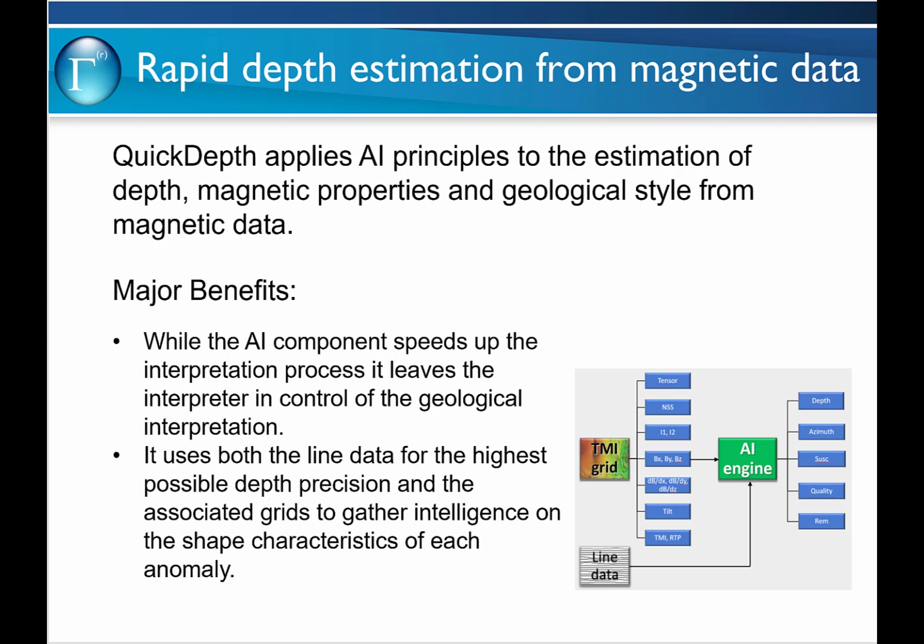QuickDepth uses both the line data for the highest possible depth precision and the associated grids to gather intelligence on the shape characteristics of each anomaly. This intelligence is also used to estimate interference from overlapping anomalies to help in the assessment of depth quality or confidence.